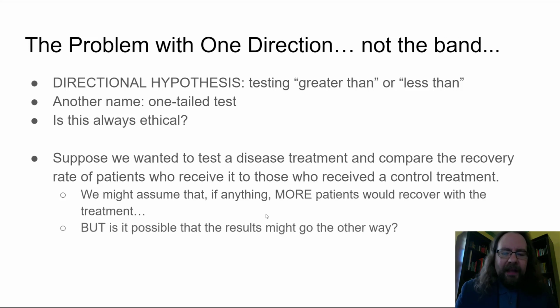However, is it possible that the results of the test might actually go the other way? Could fewer patients recover with our experimental treatment? If you think about it, of course that is possible. Why might that happen? Perhaps the experimental treatment has negative side effects that are worse than the disease being treated, or the experimental treatment can make the symptoms of the disease worse. There are lots of ways this could go. So the idea here is that even though we would want to assume that our results would go in one direction, they may actually not when we do the test.